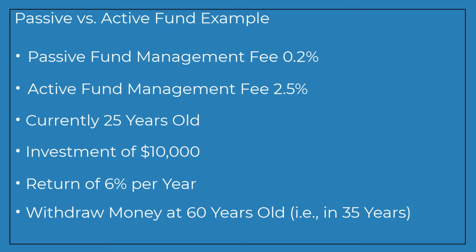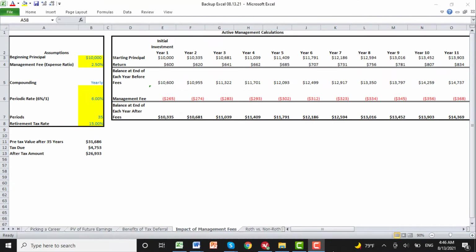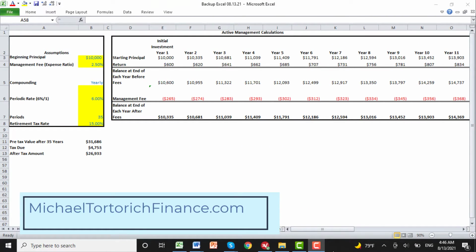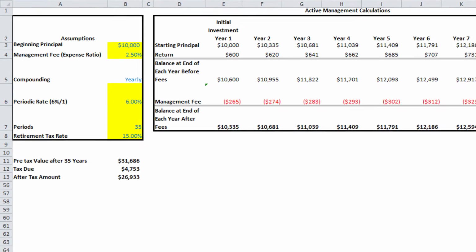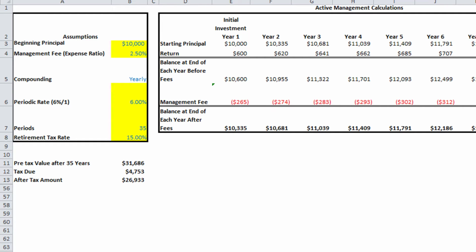So first we'll look at what happens if you invest in the actively managed fund. So let's jump to Excel, and this spreadsheet can be found on my website, michaeltortorichfinance.com, and you can see there what the calculations look like. So here you can see we're on the Impact of Management Fees tab, and starting on the top left of the tab, you can see the previous assumptions we went through. And you'll notice that there are yellow highlighted cells, and these denote input cells. On every tab, there's an assumption section, and by changing any of the values in the yellow highlighted input cells, these calculations will update and flow through the rest of the formulas.